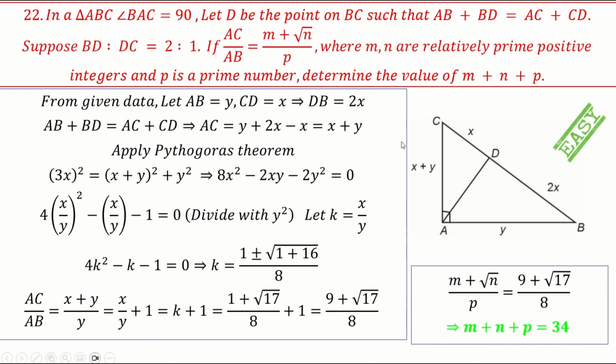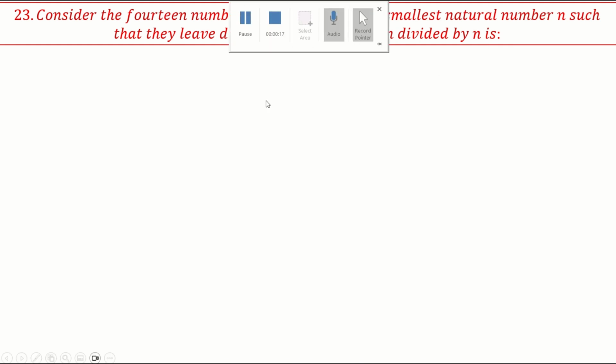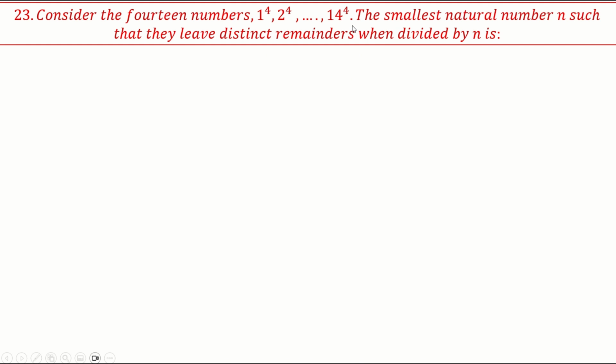Okay, next. Yeah, next one. Consider 14 numbers: 1 power 4, 2 power 4, up to 14 power 4. What is the smallest natural number n such that these numbers leave distinct remainders when divided by n? All remainders should be different. What is such a natural number, and what is the smallest of them?